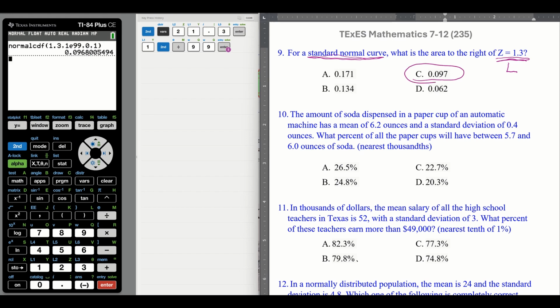Number 10. The amount of soda dispensed in a paper cup of an automatic machine has a mean of 6.2 ounces and a standard deviation. Okay, let me go ahead and circle this. Standard deviation of 0.4 ounces. What percent of paper cups will have between 5.7 and 6.0? Okay, this is our lower, this is our upper. Okay, and how do I know what to do? This is just talking about the normal curve, what we did above.